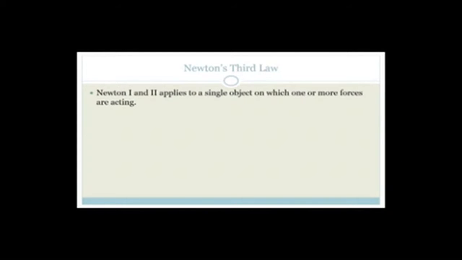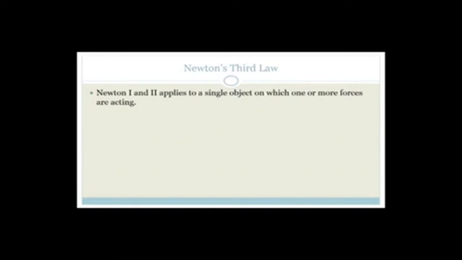Newton's one and two apply to a single object on which one or more forces are acting. Newton one says basically that if an object is stationary and we push it with a resultant force, it's going to start moving. Or if an object is moving at a constant velocity, it will stay like that unless we push it with a resultant force. That's what Newton's first law says. Basically, if we push something, something will happen as long as it's a net force.